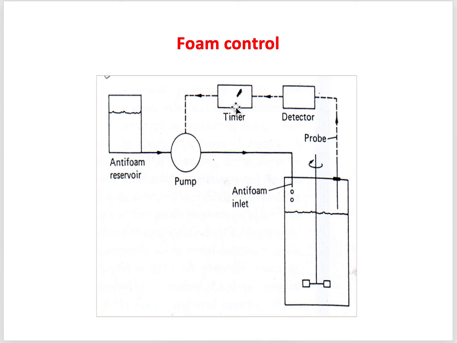I'll tell it again. The probe will detect the presence of the foam and send the signal to the detector. The detector will then set the timer and the amount of antifoam that will be mixed into the fermenter, and there is a pump. This pump will control the mixing rate of antifoam. So this is how the foam control system works in a fermenter.